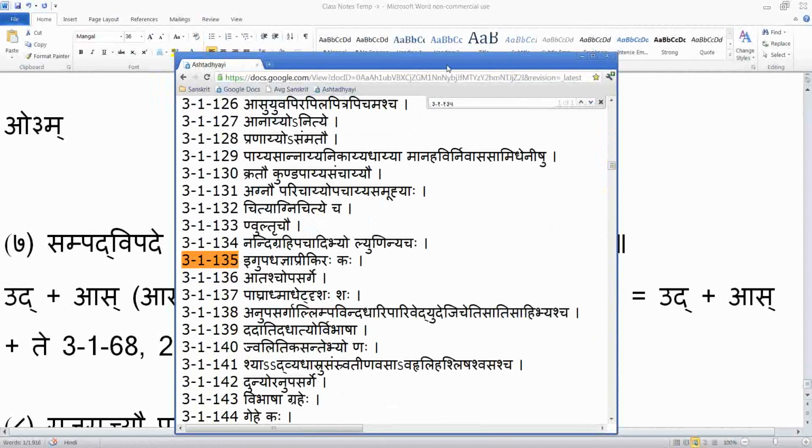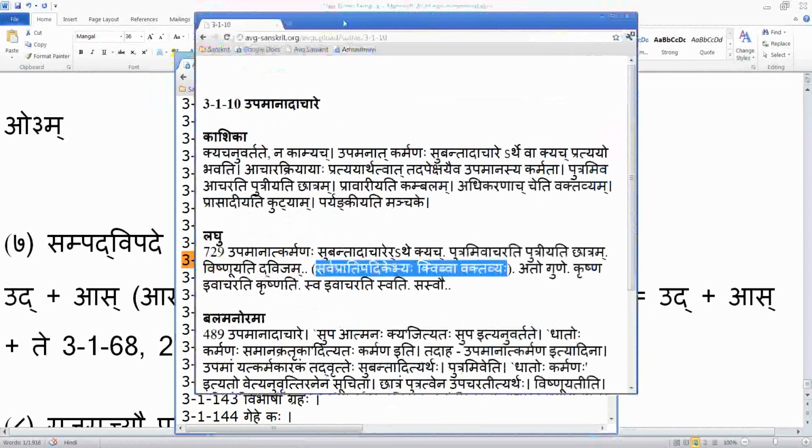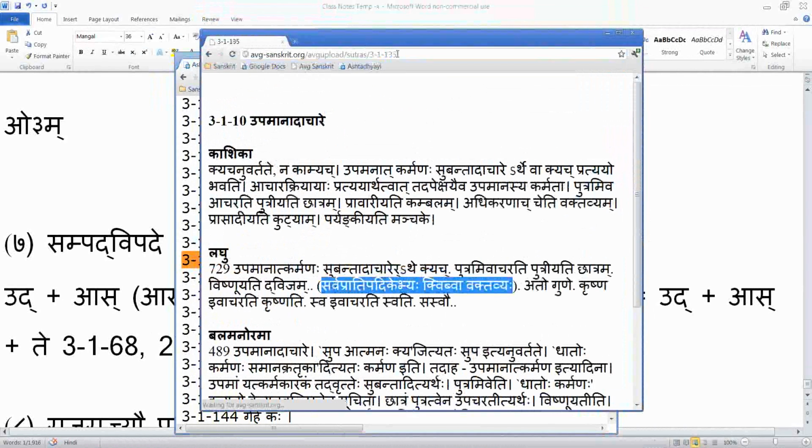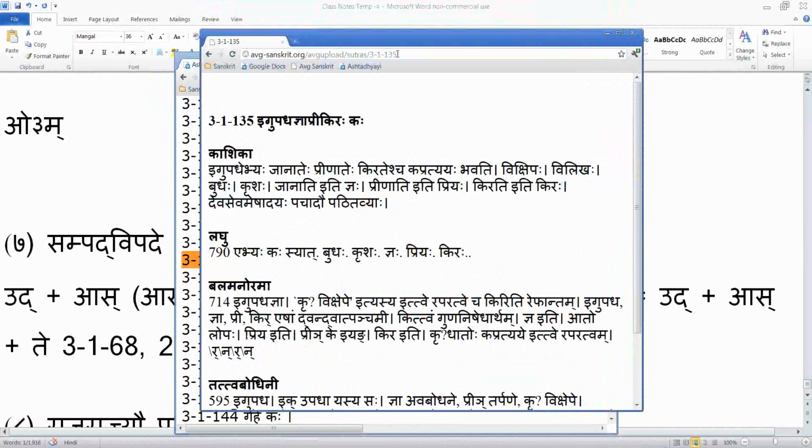So, if you look at the vritti quickly, now again, this is not the topic of this lesson, but since we have this in the homework, might as well look at it briefly. 3.1.135, igupadha is an important sutram. It gives quite a few well-known forms. So, igupadebhyaha janatehe, then preenatehe, kiratescha ka pratyayo bhavati.